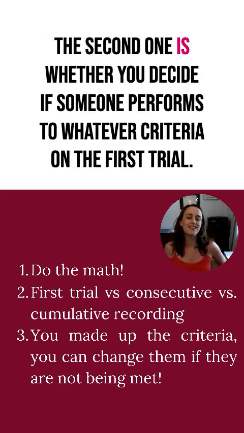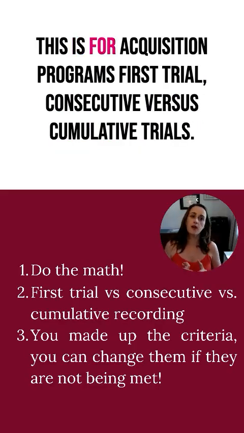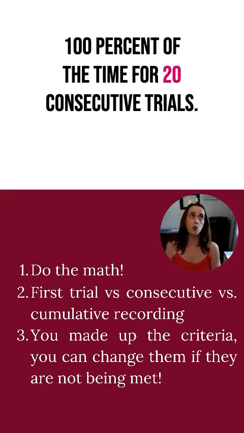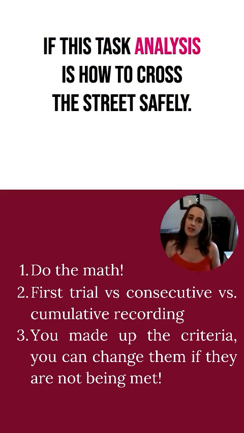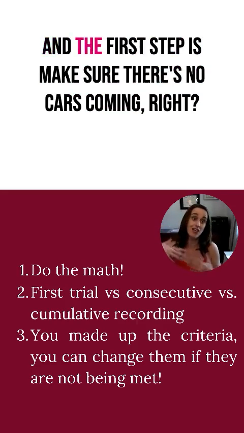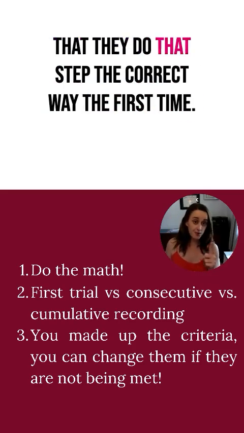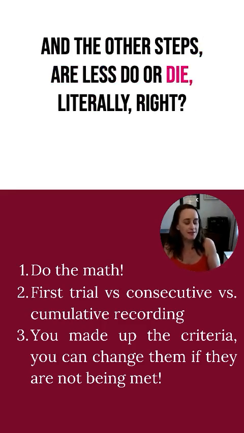The second one is whether you decide if someone performs to whatever criteria on the first trial. This is for acquisition programs: first trial, consecutive versus cumulative trials. So I want someone to demonstrate the first step in a task analysis correctly 100% of the time for 20 consecutive trials. If this task analysis is how to cross the street safely, and the first step is make sure there's no cars coming, like look both ways before you walk into the street, I mostly care that they do that step the correct way the first time. And the other steps are less do or die, literally, right?